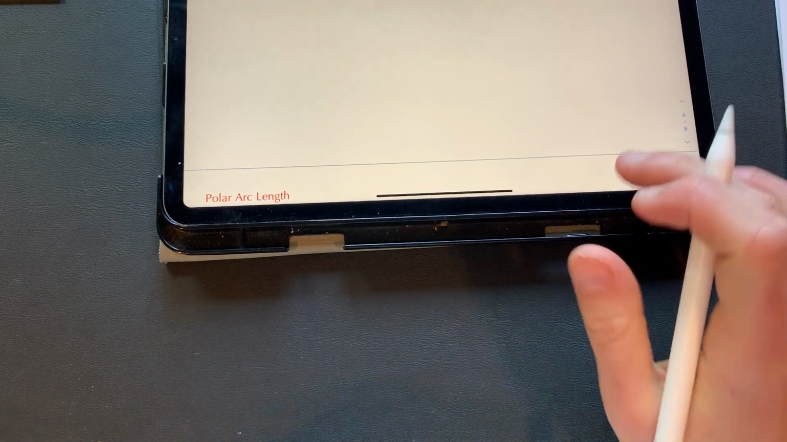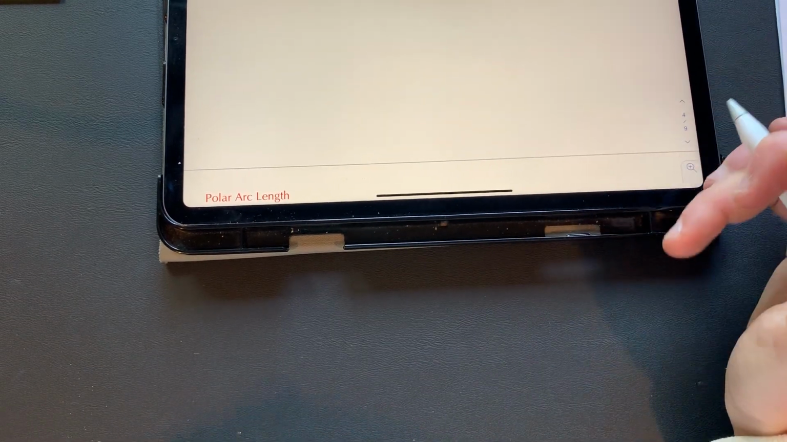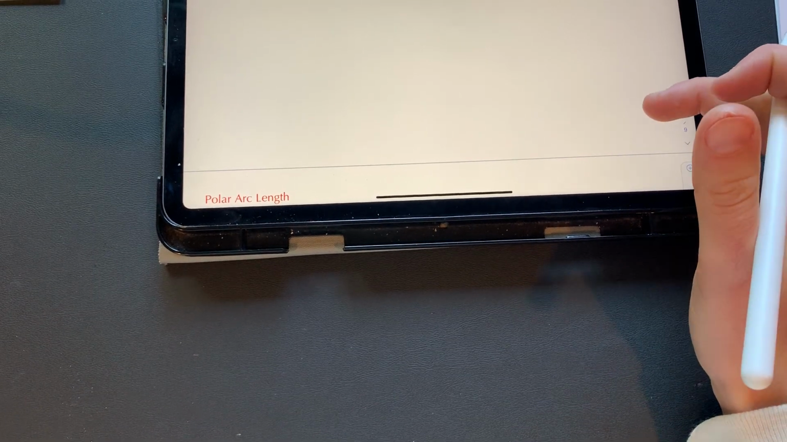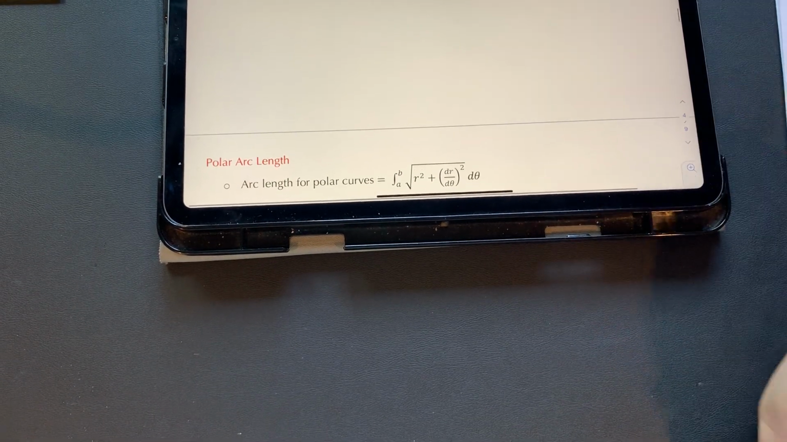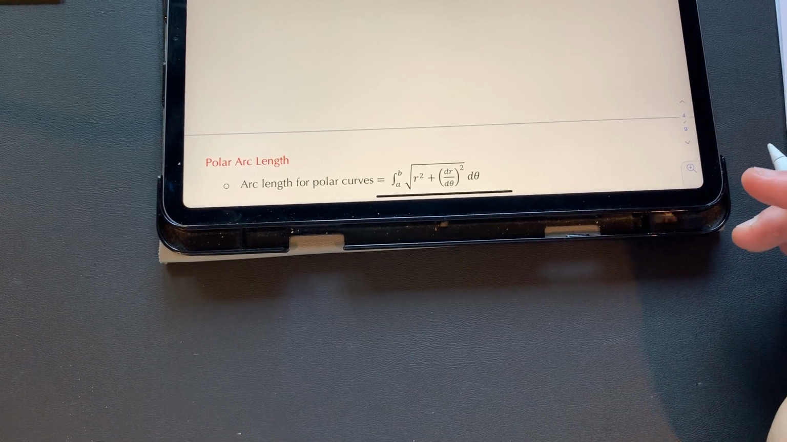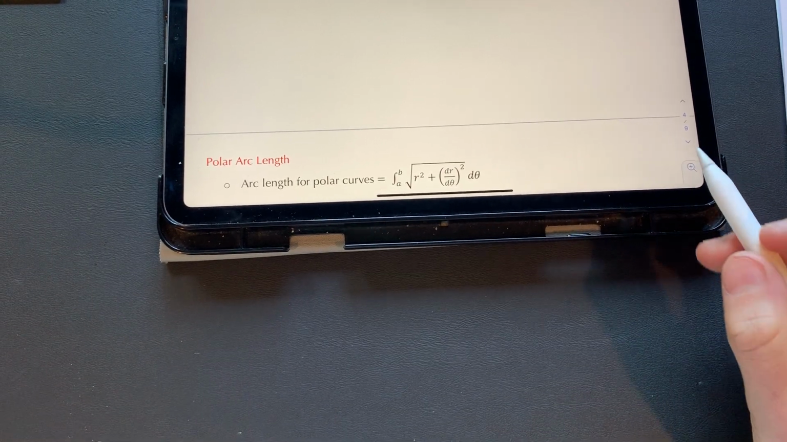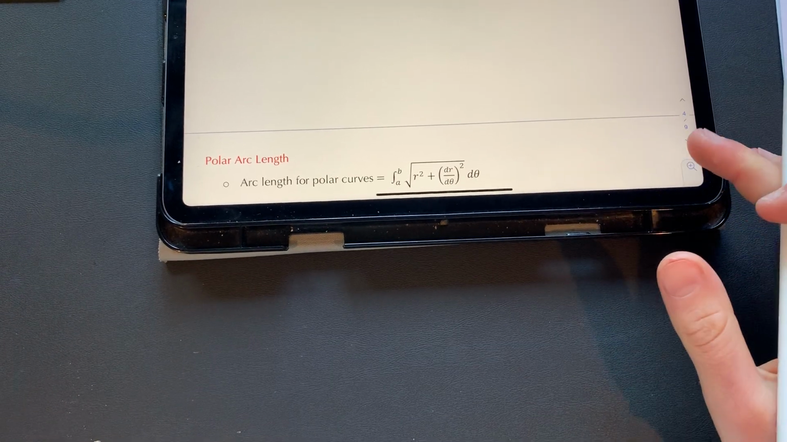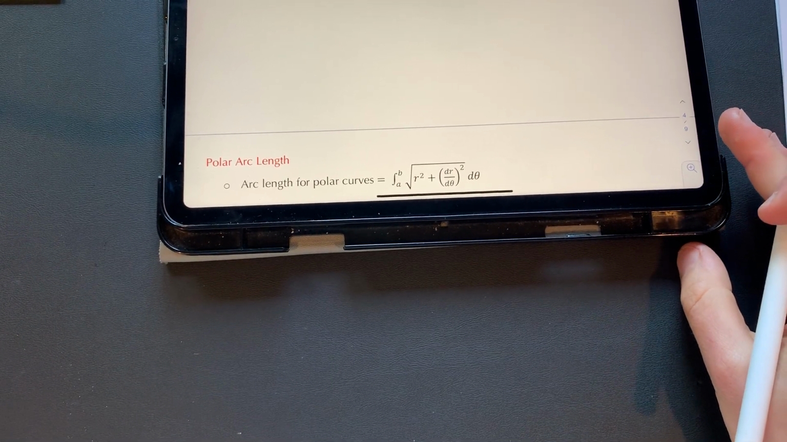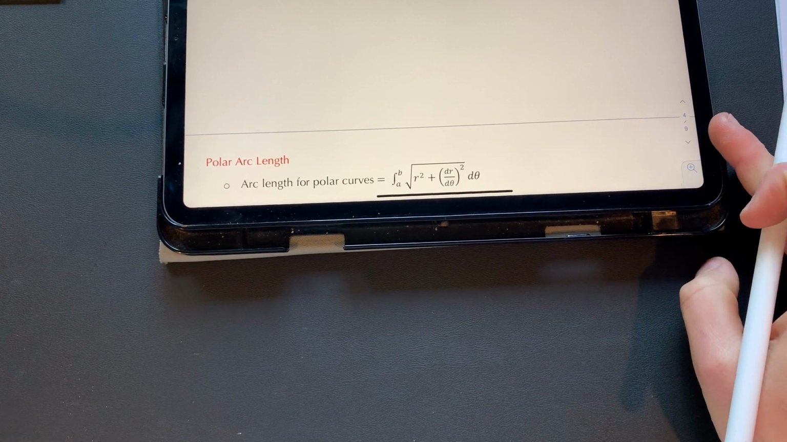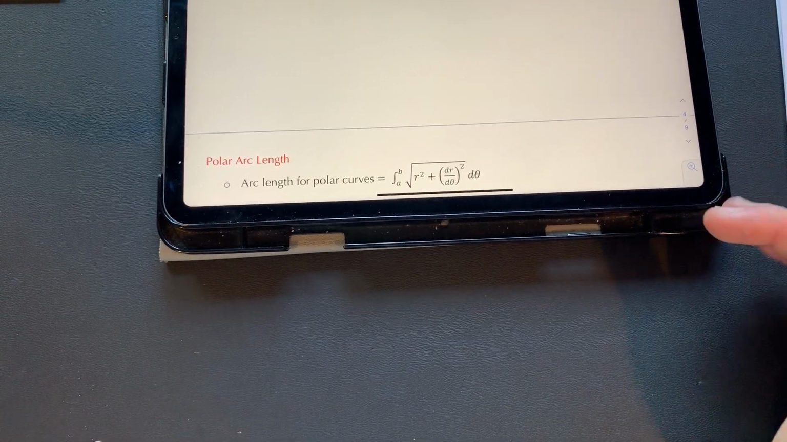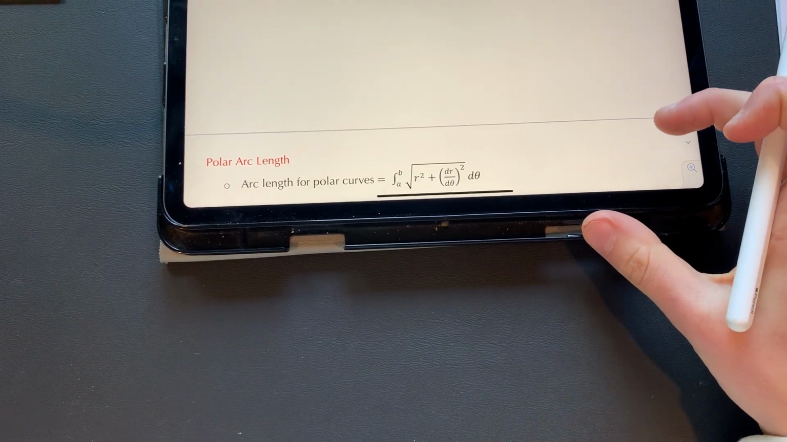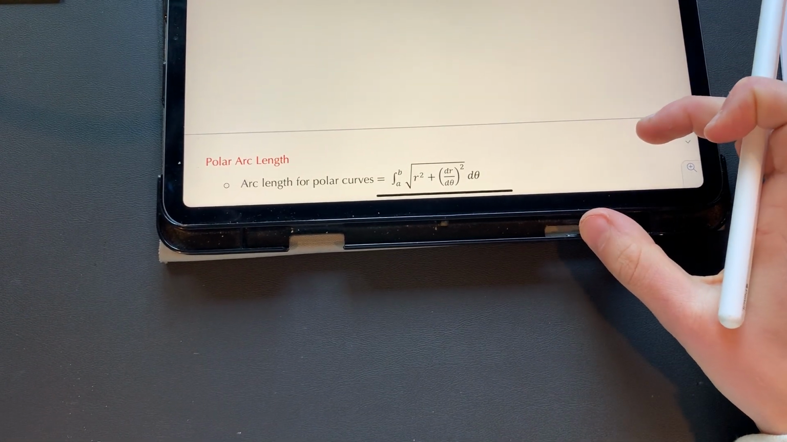Polar arc length. So we're going to start off by just seeing what the arc length formula for polar graphs is. It's an integral from a to b of the square root of r squared plus the derivative of r, squared, with respect to theta. This should look pretty similar to the arc length formula for just normal functions, but what's different is we have an r squared instead of 1. So what are we going to do?